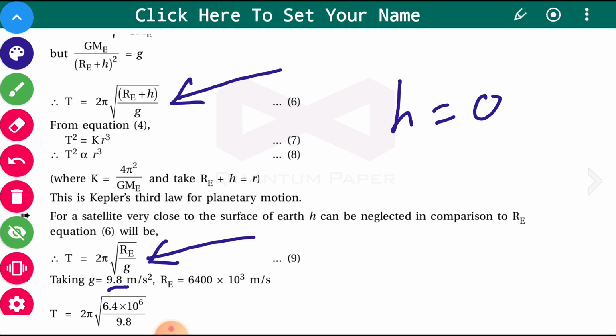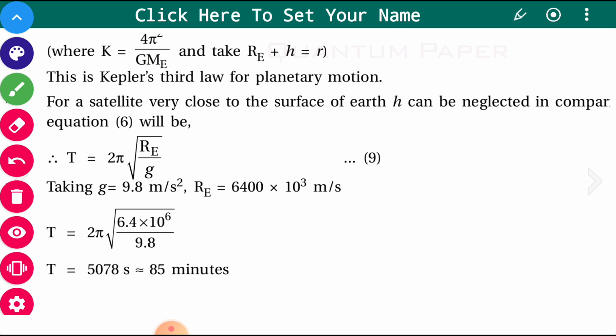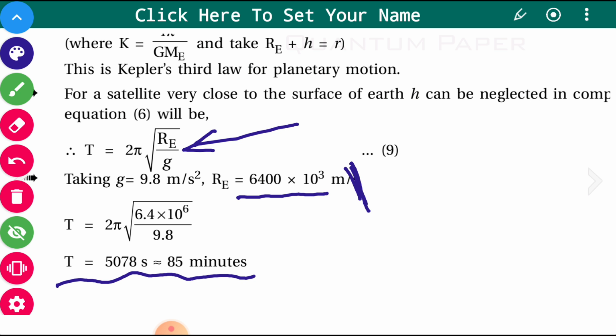And if you place these constants, g is 9.8 meter per second square, Re is the radius of the earth, that is 6400 kilometer. If you convert it into meter, it becomes 6400 into 10 raised to 3 meter. It is not meter per second, but it is meter. And if you place these values here, then the time period of the satellite very close to the surface of the earth is found to be about 85 minutes.